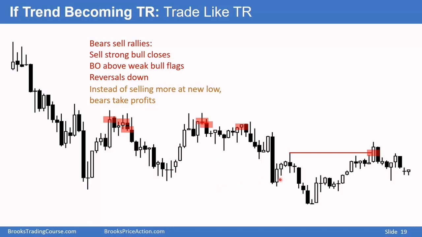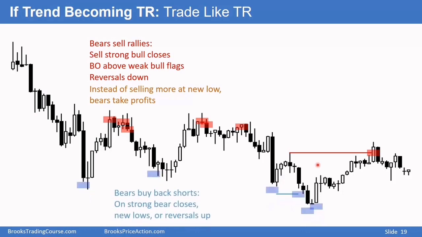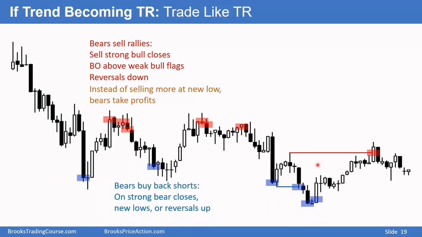When the market gets to a new low, instead of bears selling more, they take profits. They buy back their shorts on strong bear closes and on new lows. New low, bears will take profits. Strong bear close on the low, bears will take profits, betting against a continued trend down. And bulls will do the opposite.